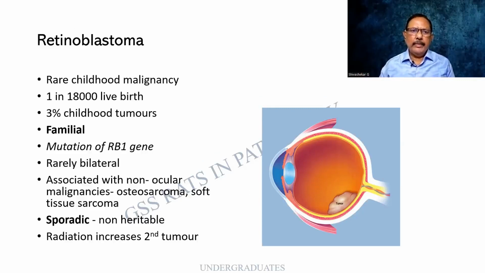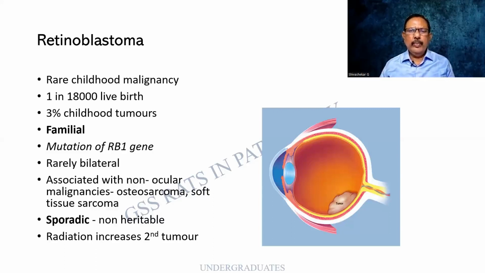There are two main types. One is familial. That means it is genetic. So there is a mutation in a gene called RB1, retinoblastoma 1 gene. It is rarely bilateral, usually unilateral. It can be associated with other non-ocular tumors out of the eyes. Who imagines that there can be an osteosarcoma that can be associated with it? There can be a soft tissue sarcoma. Okay. So that is familial.